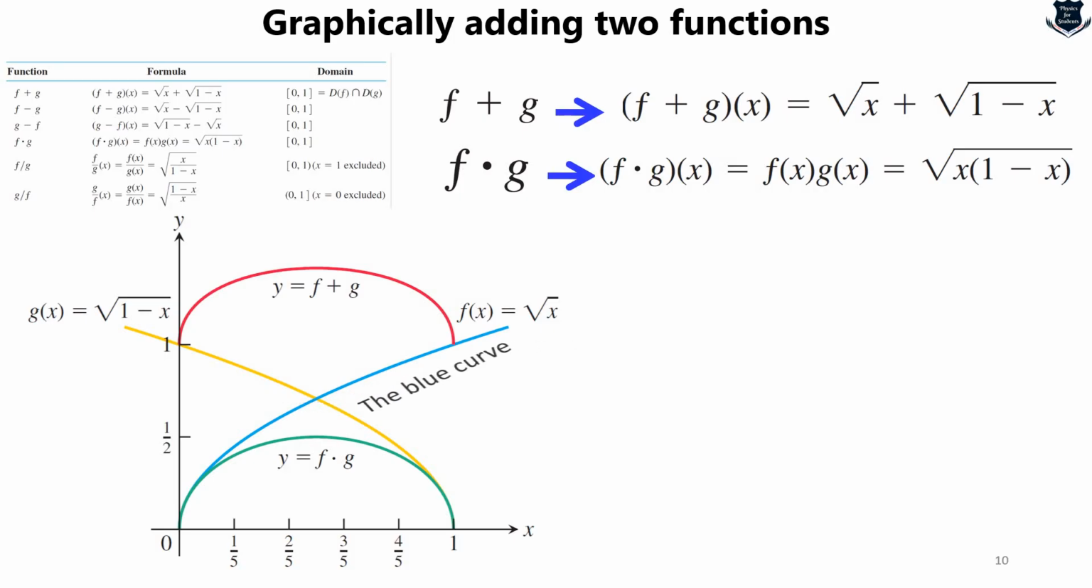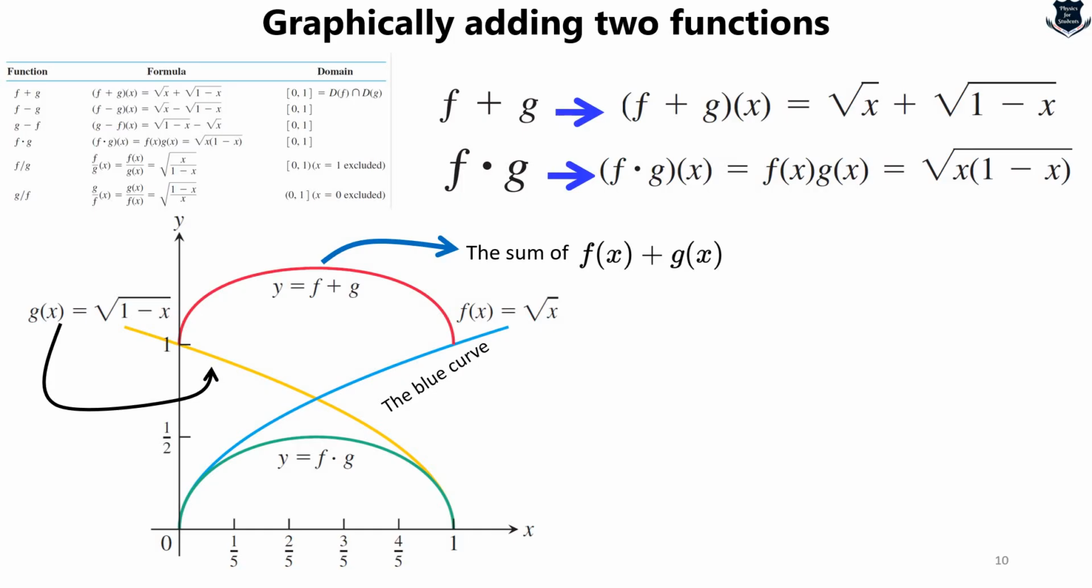First of all is the blue curve, f of x equals square root of x. It shows the square root function, which starts at the origin 0 and increases as x increases. Next, this is the yellow one, g of x equals square root of 1 minus x. It is also a square root function, but it is reflected across the y-axis and shifted 1 unit to the right. It starts at (1, 0) and increases as x decreases.